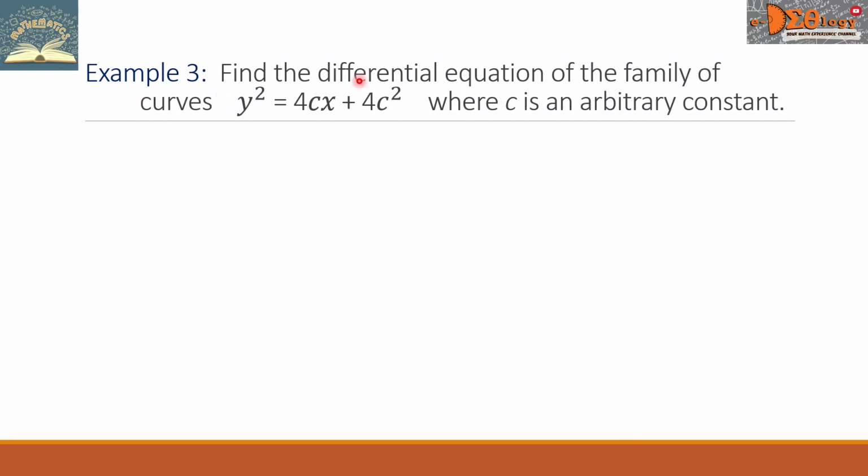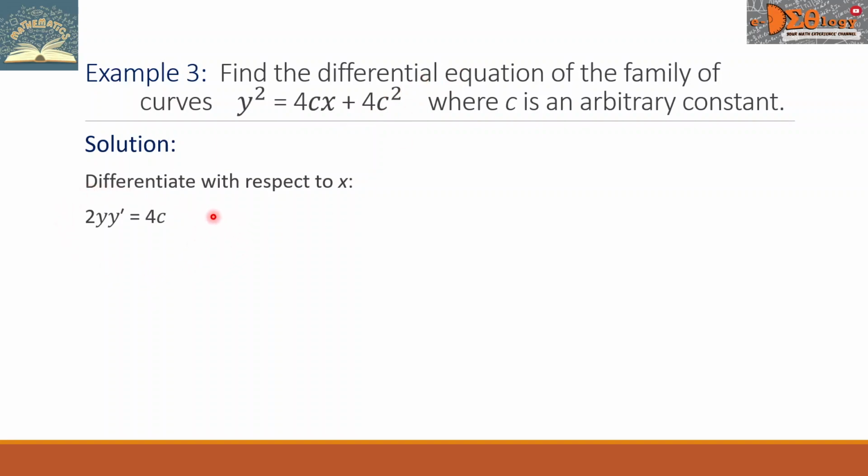Example 3. Find the differential equation of the family of curves y squared equals 4cx plus 4c squared, where c is an arbitrary constant. In this example, we have only one constant, that is the c. So we're going to differentiate only one time. So the derivative will be 2y y prime is equal to derivative of 4cx will be 4c. Take note that this 4c squared here is constant, so it becomes 0 when we take derivative.